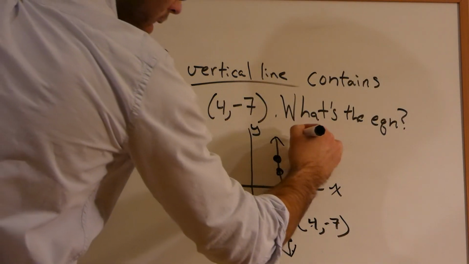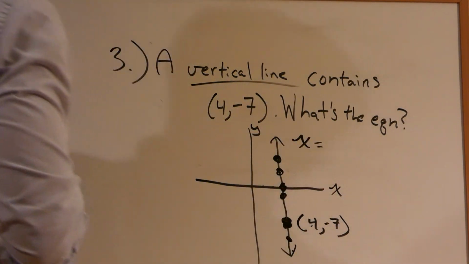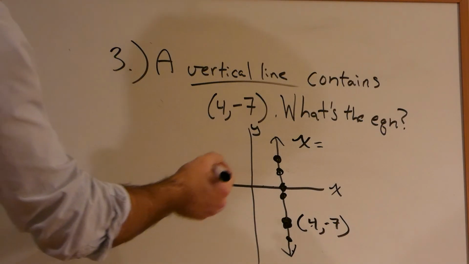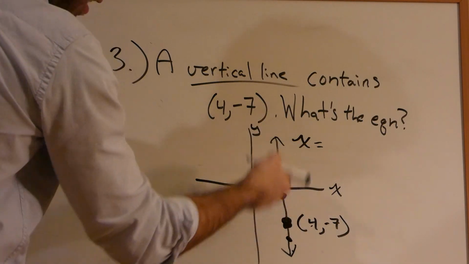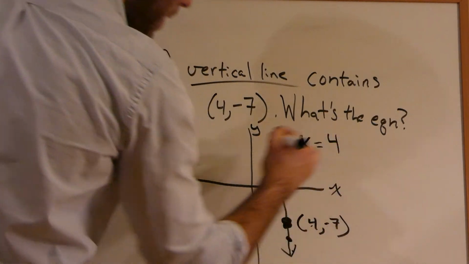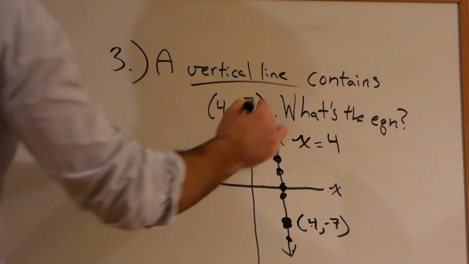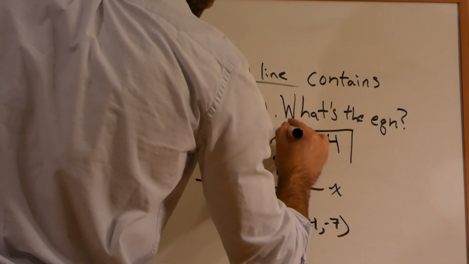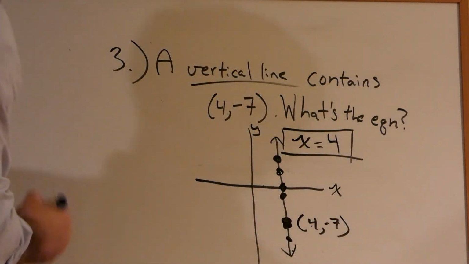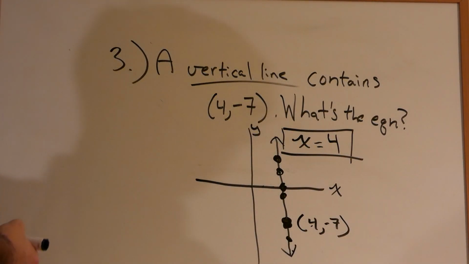So that leads to the equation of a line right here. It's a vertical line, so our x value is always 4 on this line, so x must be equal to 4. So that is the answer to this question right here. Our line is just x is equal to 4. I hope this helped.